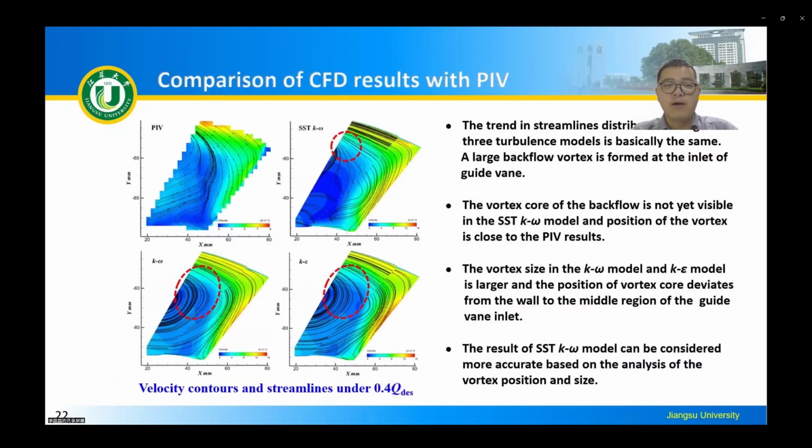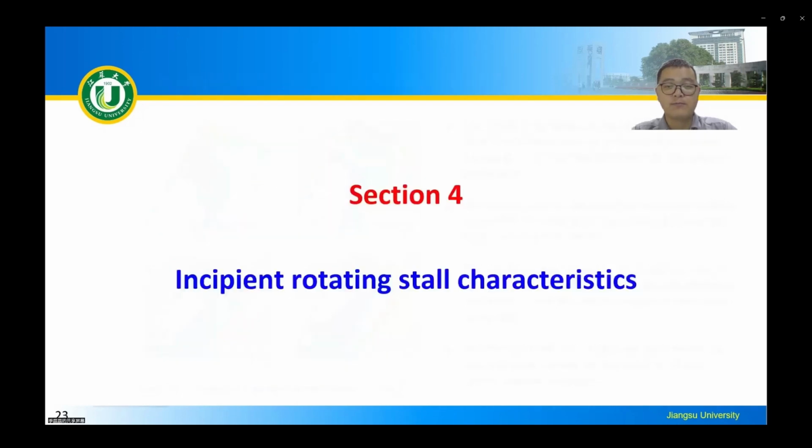We also compare the simulation results with the PIV. We found that the trend of the streamline distributions by simulation and the PIV tests are basically the same. A large backflow vortex is formed at the inlet of the guide vane, making the outflow of the impeller move upward and create a high velocity zone in the end wall area of the runner chamber. The location and the scale of the vortex in the simulation results are in agreement with the experimental results.